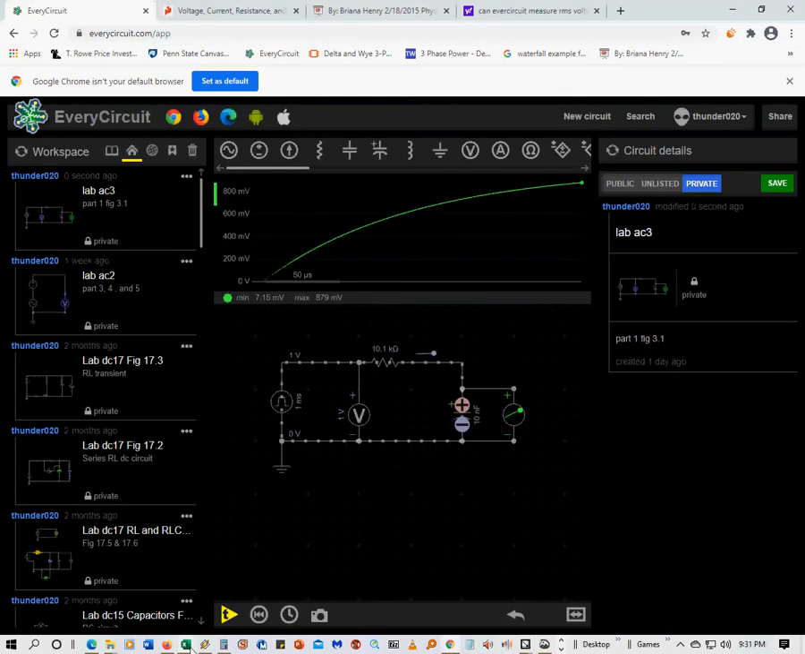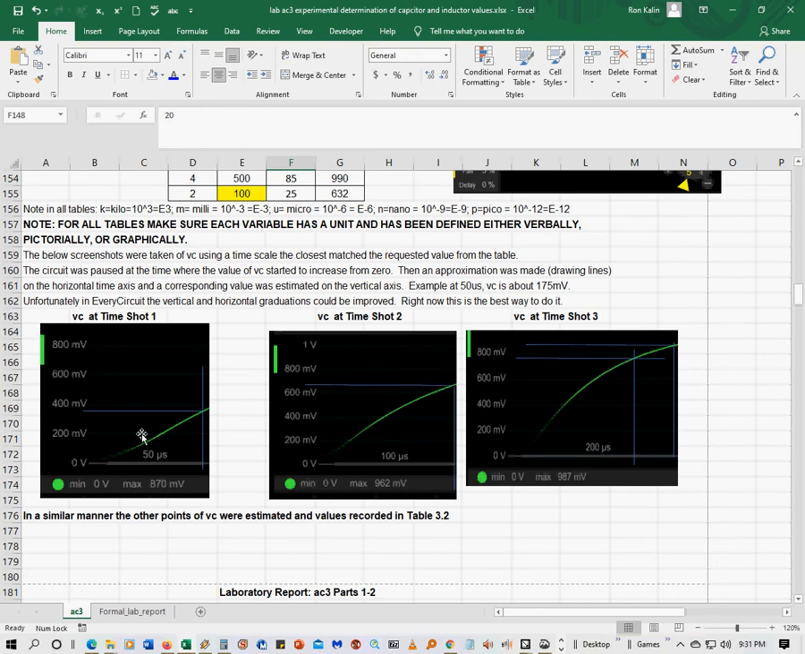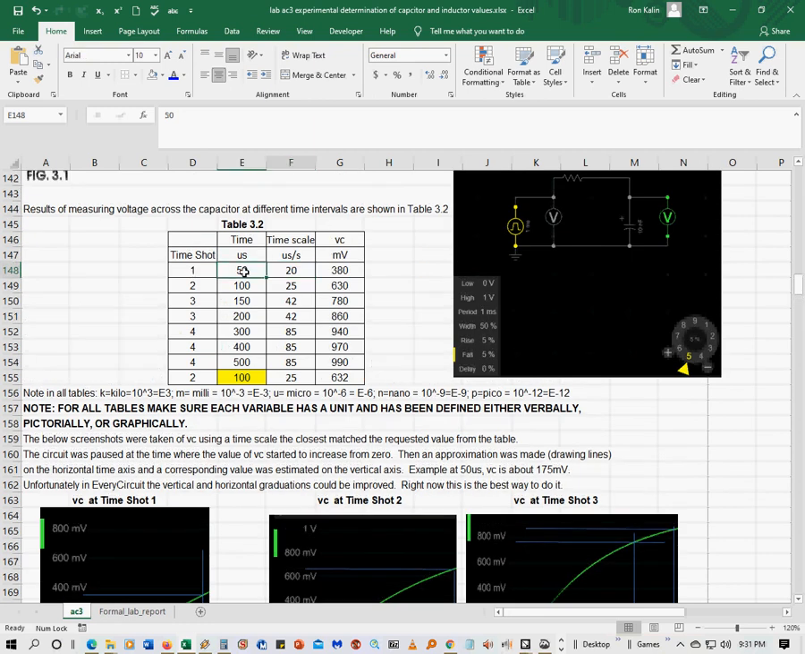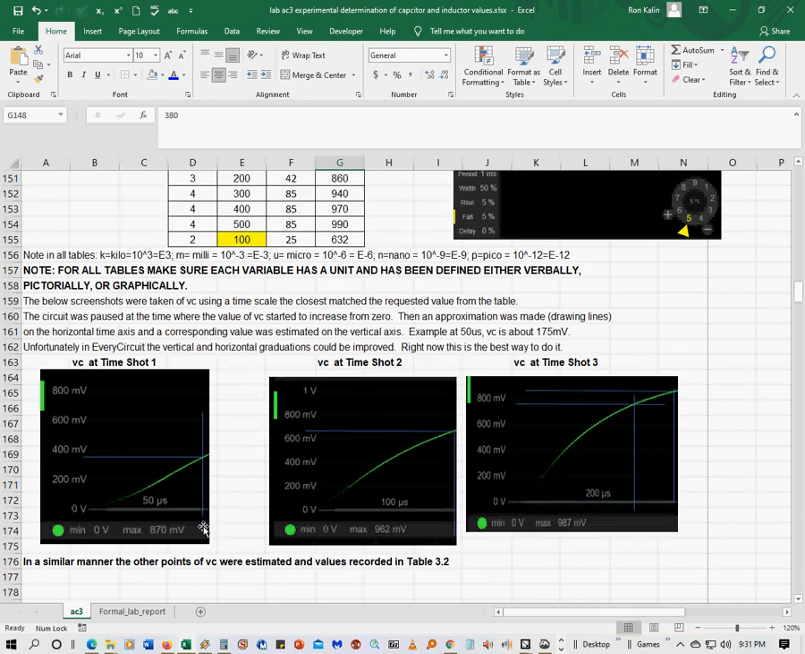So I did all these examples, and this is the voltage across the capacitor at time shot 1, 50 microseconds. Here's my time scale. Again, you have to estimate where the end of this thing is. I drew a line at the end of the bar, which is 50 microseconds, and here's where it started. Then I draw a line across here. You can't really see it that well, but the 400 millivolts is about right in the center of that 400. So it's about 380.